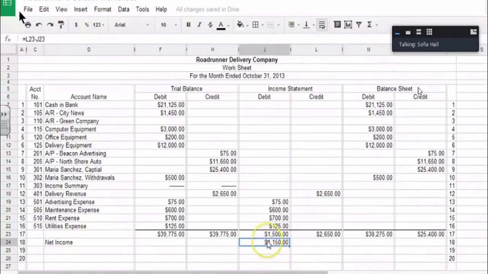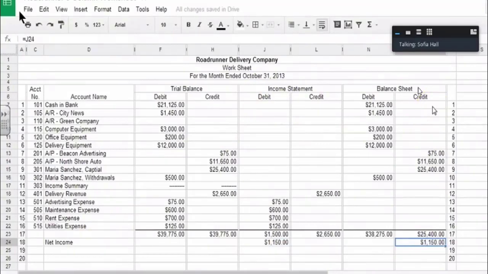Now, we are going to take this same amount, and we are going to put it in the credit column of our balance sheet. And I'm going to tell you why in just a second. But I'm going to use a formula, equal sign, just click on the cell and hit enter, okay? So you've noticed I've got net income that's highlighted right here in the debit section of my income statement. And I've also got net income over here in my credit side of my balance sheet.